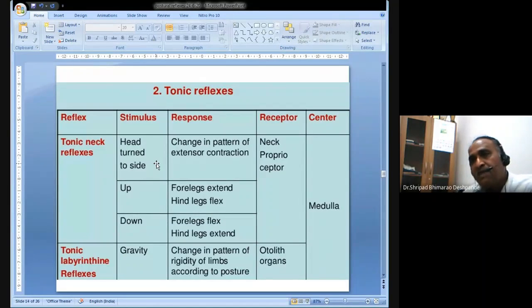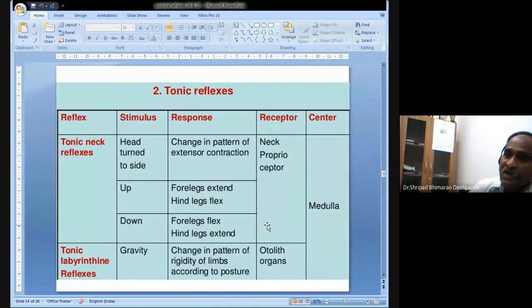The specialty of the otolith organs is that there is a mucus on which there is otoconia. That means calcium dust is there, and this calcium dust sits on the hair cells and provides the stimulus. If there is a gravitational pull upward or downward, the traction on the hair cells is altered. That is how gravity works on the otolith organs.